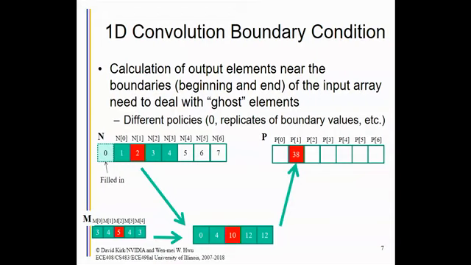For image processing, we oftentimes assume that there are zeros, and for solving differential equations, sometimes we replicate the values, right? So these depend on what your physics or what your vision and so on prefer. Okay, so for this class, we're going to, in general, assume that ghost values are zeros, just for convenience, okay?